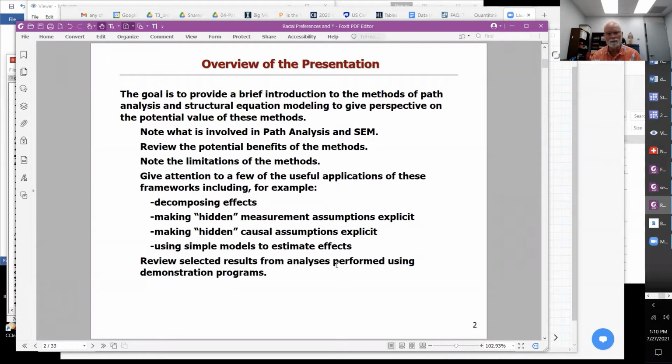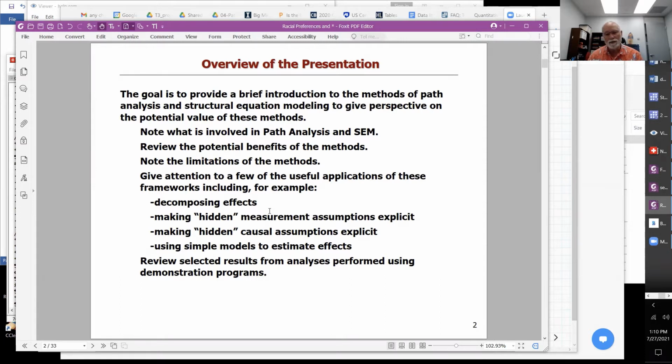What I'll try to do is give you some ideas about what path analysis is and what structural equation modeling is, how those two relate to each other, some of the benefits that these methods can provide to you when you're trying to do your work, also noting some of the limitations. For example, they can't be used to make a good margarita. So there are things they can't do, as well as things that they can help with.